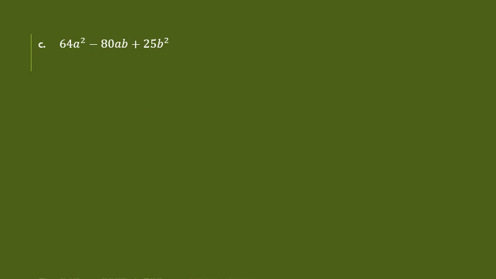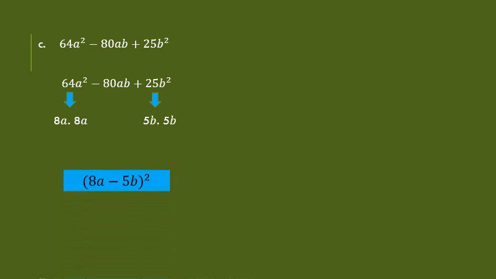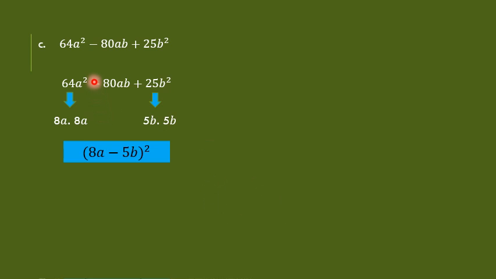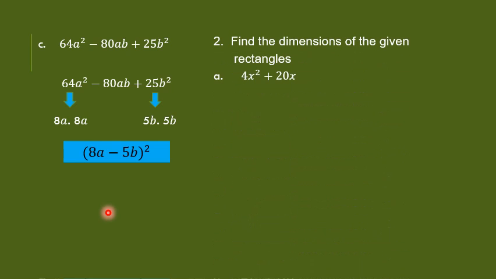For letter C, it is also a perfect square trinomial. So let's get the factor of the perfect square trinomial. So this is 8a times 8a, and this is 5b times 5b. So the answer is the quantity 8a minus 5b squared. So don't forget the sign is negative here, so also use the negative sign. I know there's a pattern for perfect square trinomials.